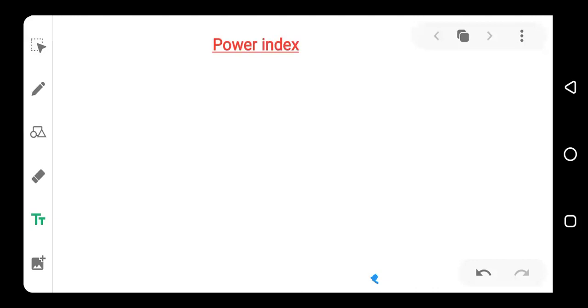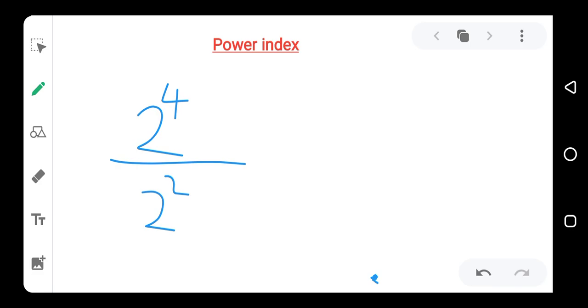In this lesson, we want to talk about power index. In our last discussion on indices, we talked about division of indices, and we said that if we have, for instance, 2 raised to power 4 over 2 raised to power 2, we do the division this way.